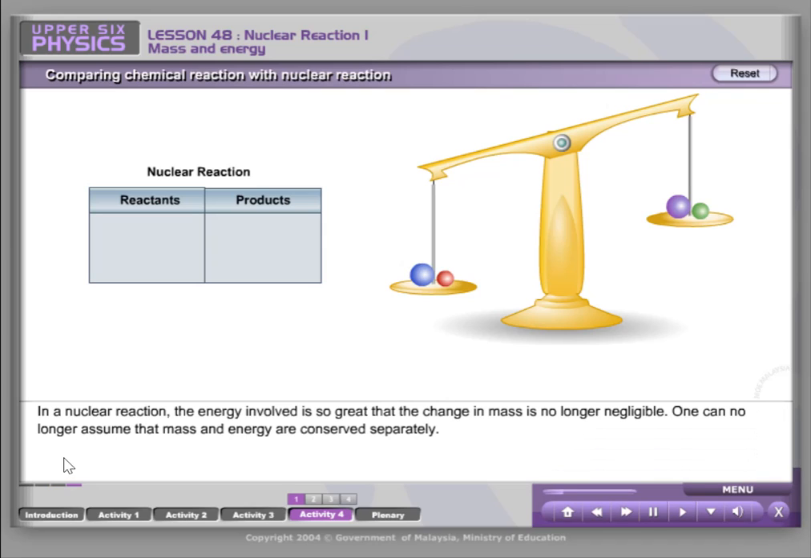In a nuclear reaction, the energy involved is so great that the change in mass is no longer negligible. One can no longer assume that mass and energy are conserved separately.